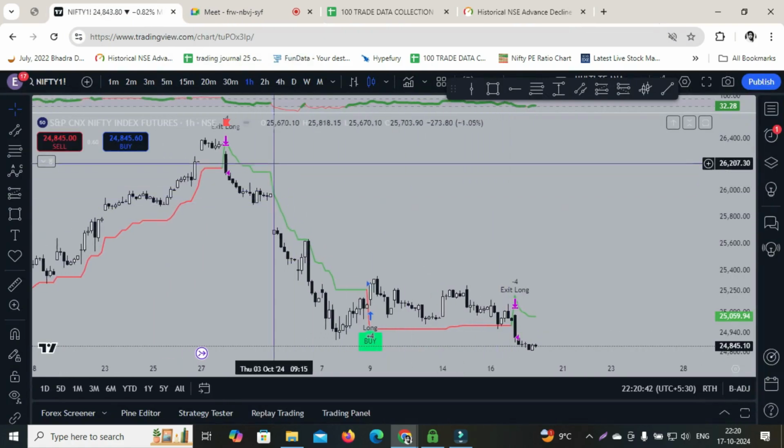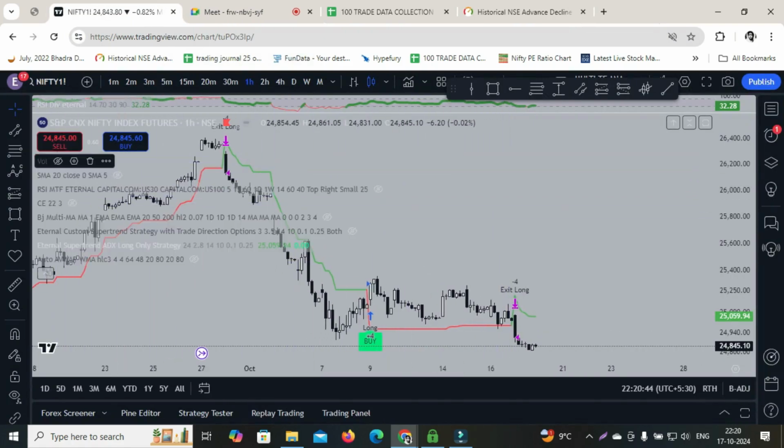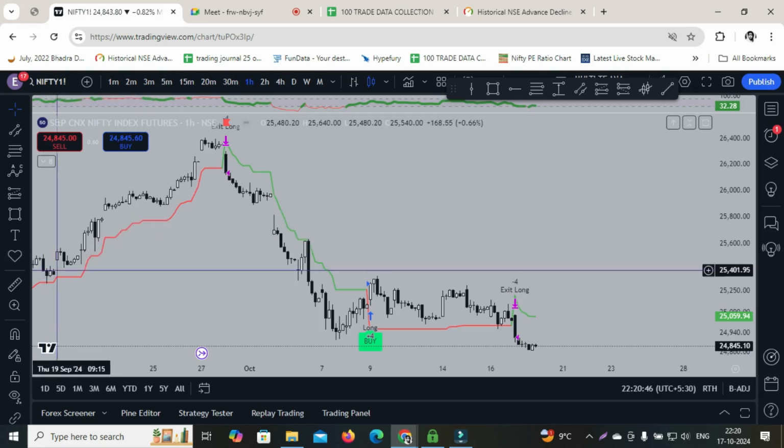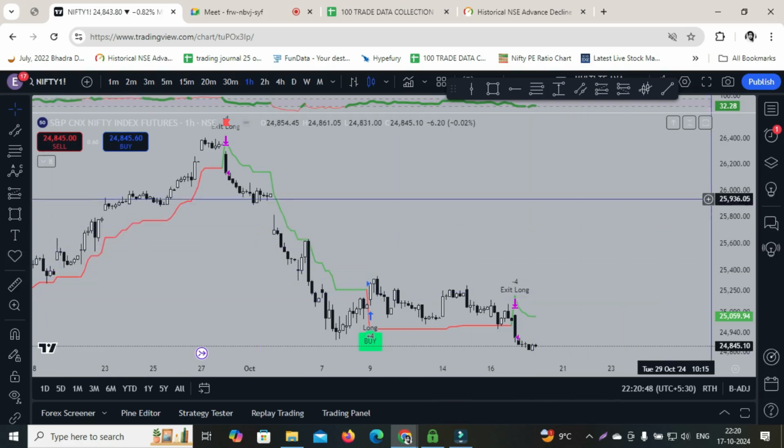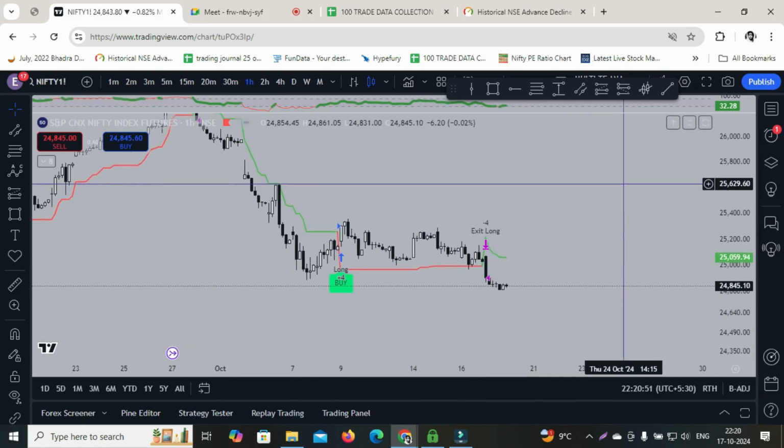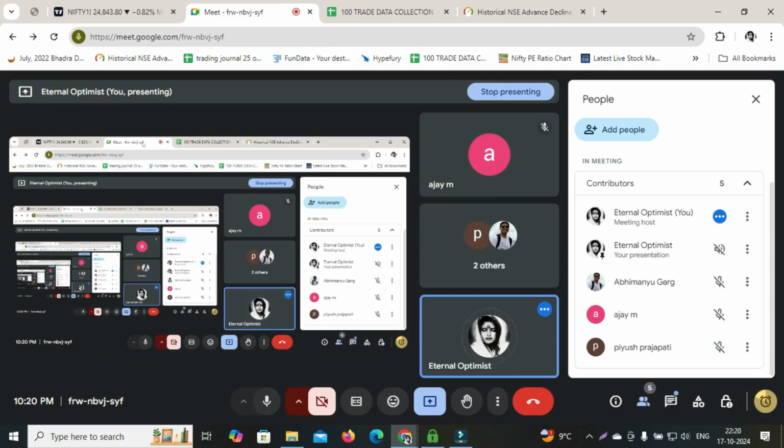There are two versions of the same indicator. One is long only and one is short only. I will share both. As of now, since the market is bearish, I have switched on both long and short. So any queries related to this strategy? Piyush, any questions?